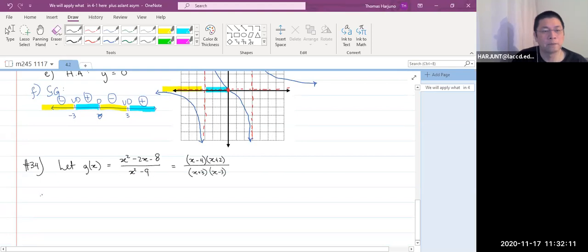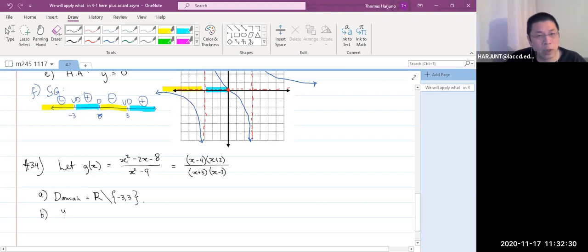The domain: all real numbers except negative 3 and 3. Part B, the y-intercept is (0, 8/9). The x-intercepts will be (4, 0) and (negative 2, 0). Now, do you think the way I do it is too easy? Or do you know what I'm doing here?